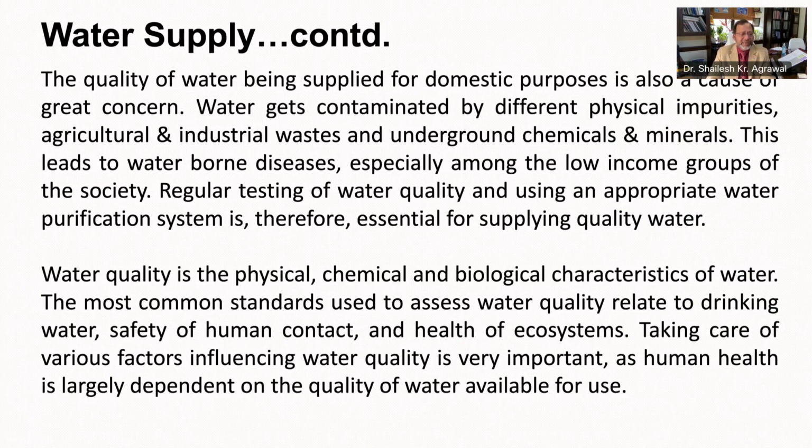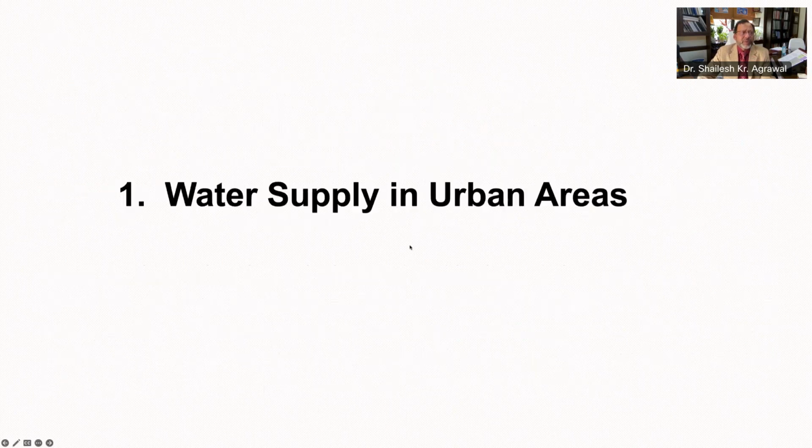Water quality is the physical, chemical, and biological characteristics of water. The most common standards used to assess water quality relate to drinking water, safety of human contact, and health of ecosystems. Taking care of various factors influencing water quality is very important, as human health is largely dependent on the quality of water available for use.